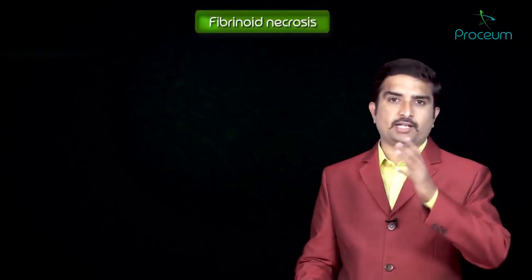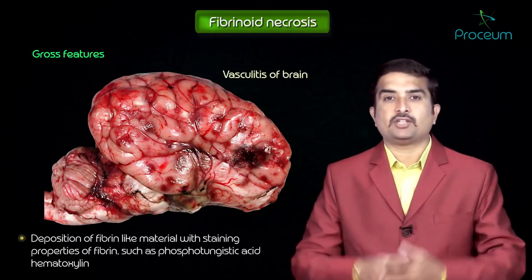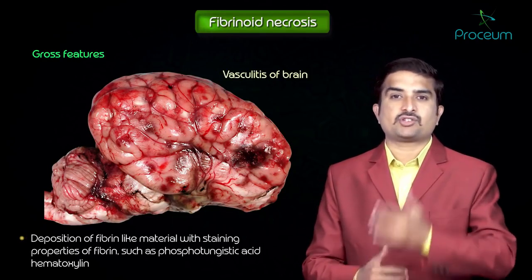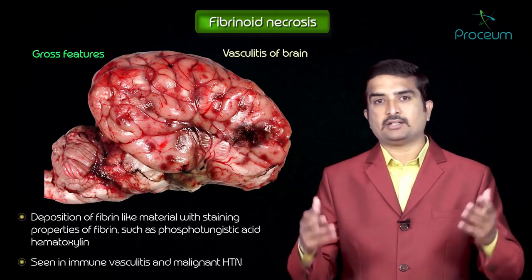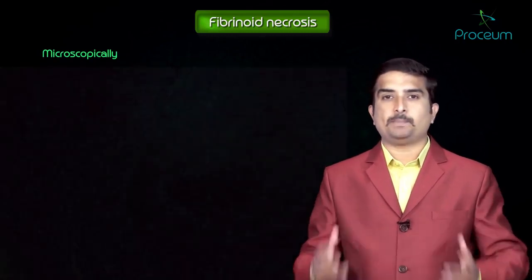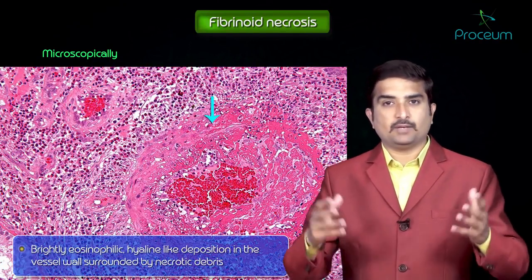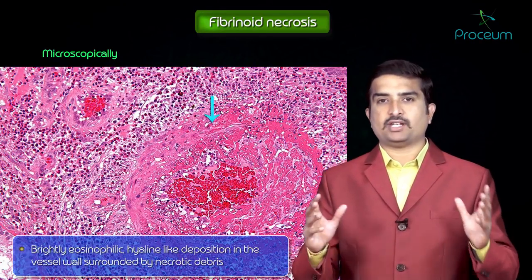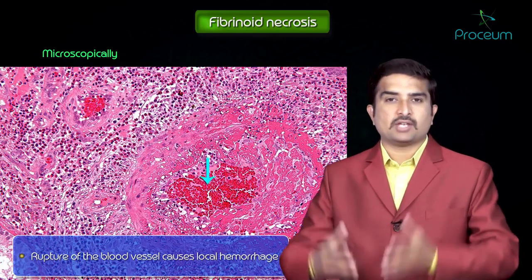Next is fibrinoid necrosis. It is the deposition of fibrin-like material with staining properties of fibrin, such as phosphotungstic acid hematoxylin, seen in immune vasculitis and malignant hypertension. Microscopically, it is a brightly eosinophilic, hyaline-like deposition in the vessel wall which is surrounded by necrotic debris. And rupture of the blood vessel causes local hemorrhage in this type of necrosis. By this, we have completed all the different types of necrosis and also their gross as well as microscopic picture.